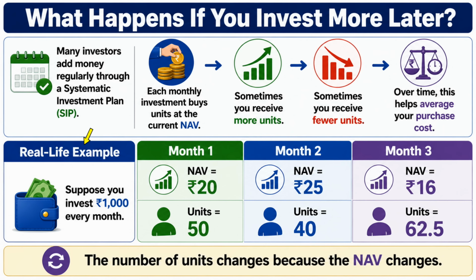Now we will see a real life example. Suppose you invest 1000 rupees every month. Month 1 NAV is 20 rupees. So you will get 50 units. Month 2 NAV is 25 rupees. So you will get 40 units. Month 3 NAV is 16 rupees. So you will get 62.5 units. Number of units changes because of the NAV changes.